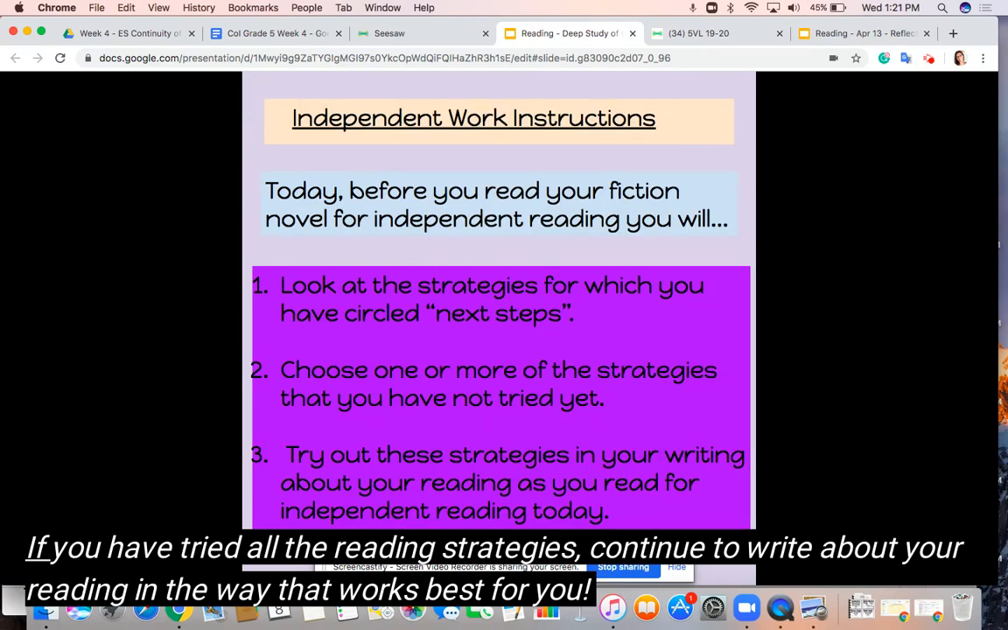For independent work, here are your independent work instructions. Today, before you read your fiction novel for independent reading, you will look at the strategies for which you have circled next steps on page 2 of your Seesaw reflection. Choose 1 or more of the strategies that you have not yet tried. Try out these strategies in your writing about your reading as you read for independent reading today. The strategies that you don't try today, you can try tomorrow or another day.